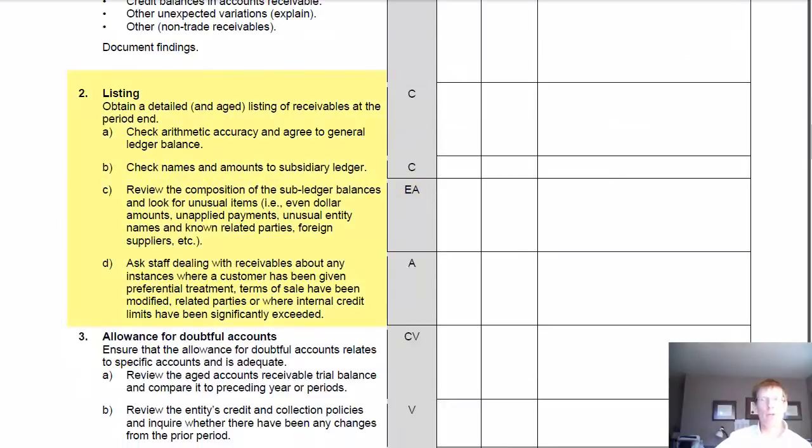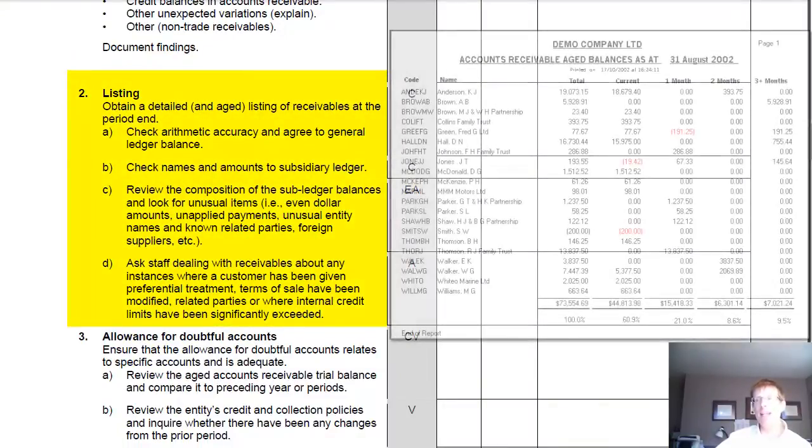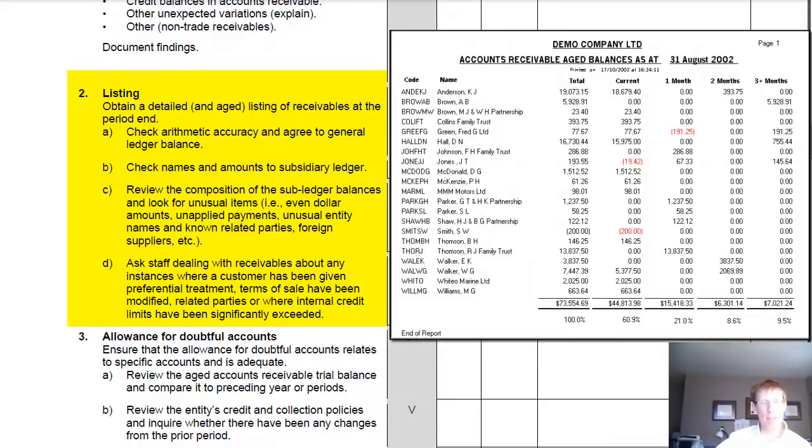Number 2, we're going to obtain a detailed and aged listing of our receivables at the period end. We'll check the arithmetical accuracy and agree that to the general ledger. So notice that's going to cover off our tie-in, our completeness assertion, as well as our accuracy assertion. We're also going to check the names and the amounts to the subsidiary ledger, which covers off our completeness assertion. We'll look at the composition of the subledger balances and look for unusual items. This is otherwise known as an account scan. This covers off our existence and accuracy assertion.